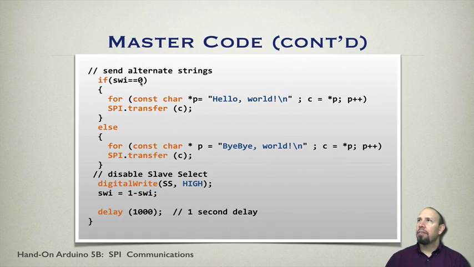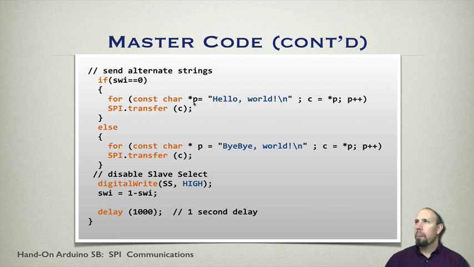Next, we alternate strings. If the switch is 0, then we're going to do one thing. Otherwise, we're going to do this other thing. In this case, we're going to be sending hello world with a carriage return, and that carriage return communicates to the software on the other end that we have sent the full string. So that carriage return at the end, that new line, basically communicates that we're done communicating our string.